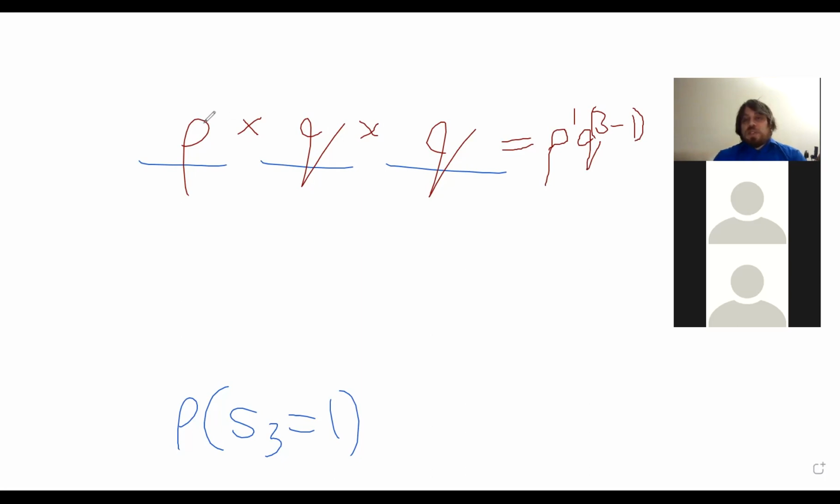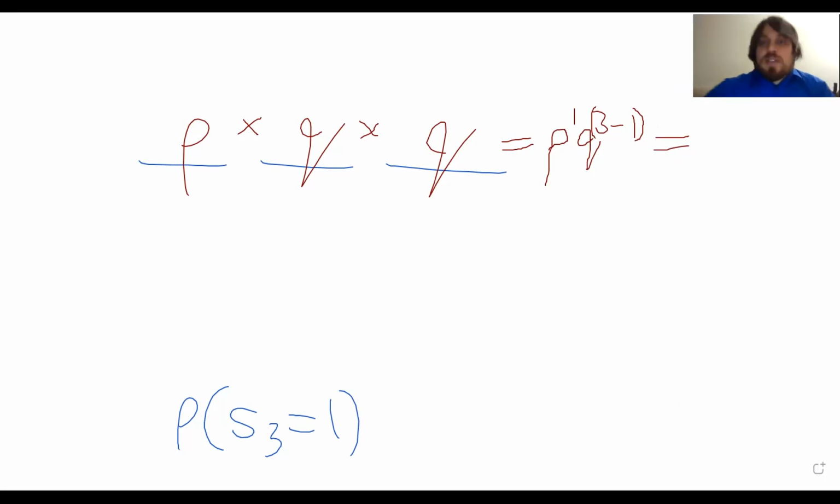So succeeding in only the first trial means P times Q times Q. That's the probability of succeeding in the first one only. That's P times Q squared. You get the 2 from 3 minus 1. Now, that's only if the place we succeed is the first trial, right? We want the probability that we succeed exactly once in 3 trials, but it doesn't have to be the first trial where that 1 success happens.